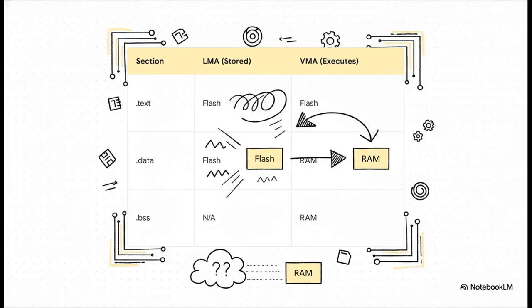If you visualize the boot sequence right here, it makes total sense. Your .text section, the code, is stored in flash and executes directly from flash, so its LMA and VMA are exactly the same. But look at the .data section. It's permanently flashed to ROM, so its LMA is flash, but its VMA is RAM. What that means is, in the very first milliseconds of boot up, your initialization code physically has to copy that .data section from flash over to RAM before your main function can even think about running.